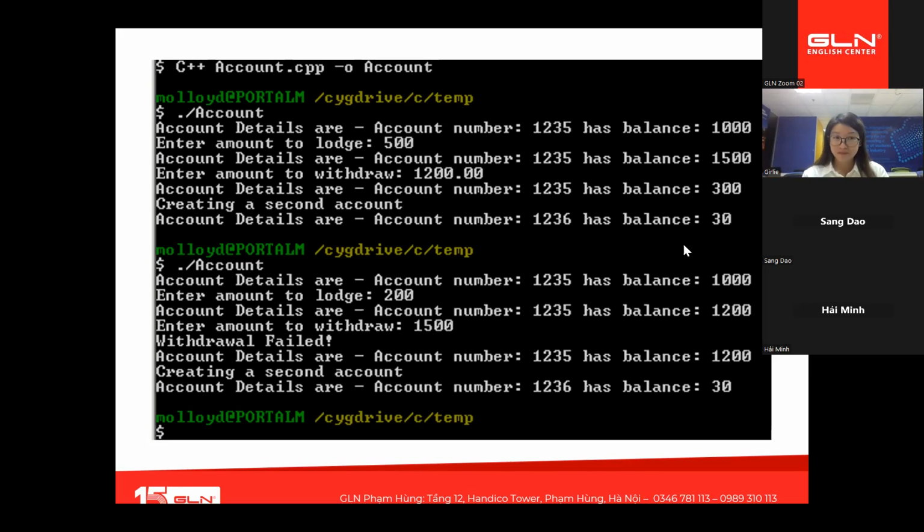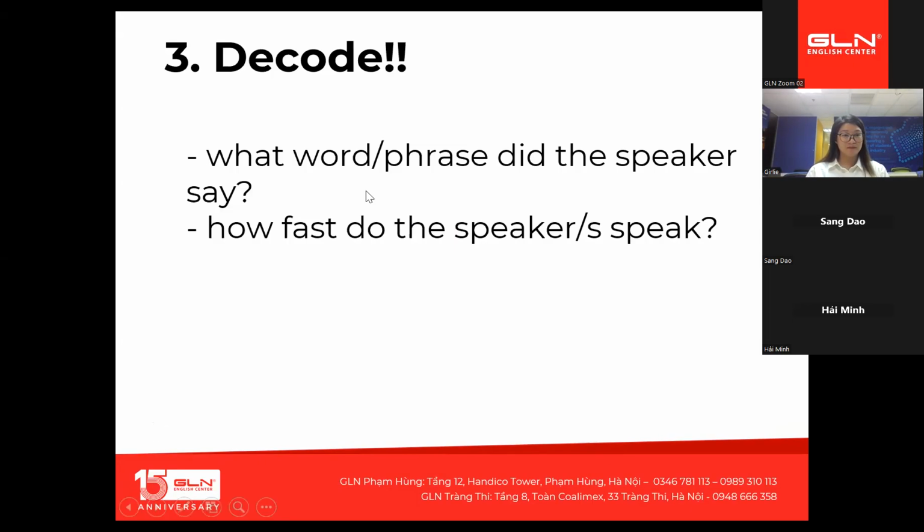Okay, yes. Now, remember, IELTS listening is also like this. So what are you going to do with these codes? Decode, of course. So imagine that IELTS listening is all about codes.